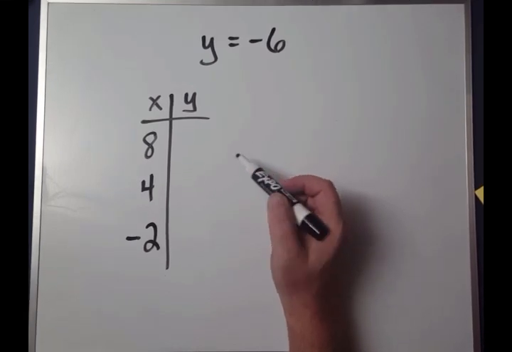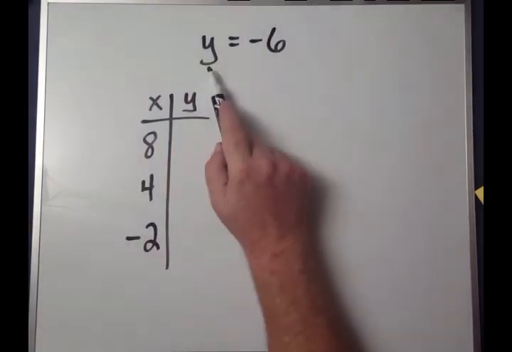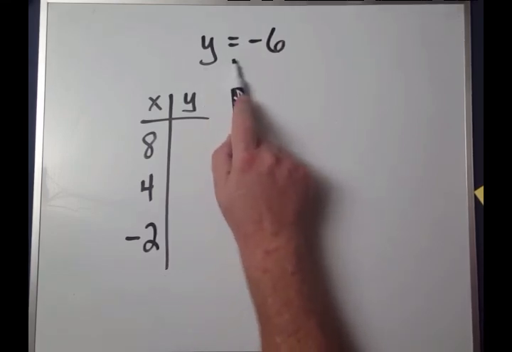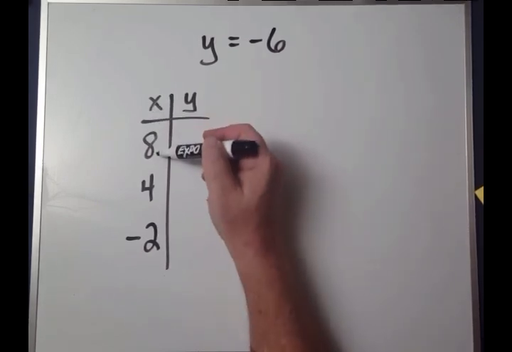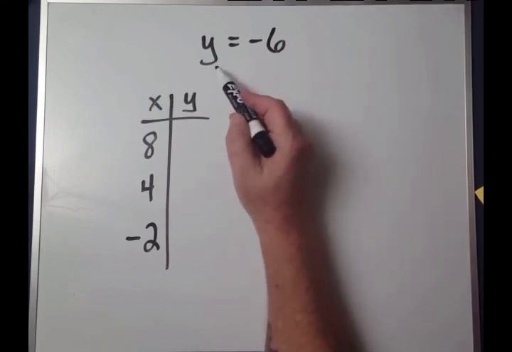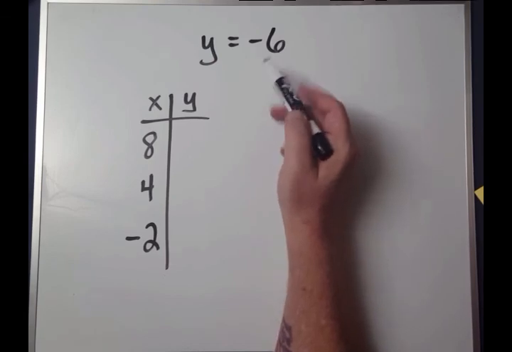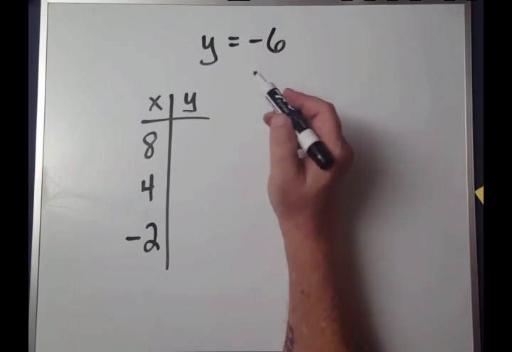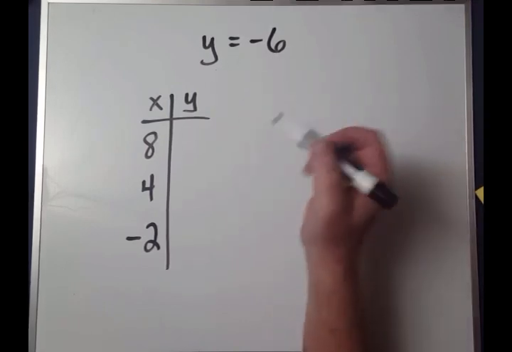Alright guys, when x is 8, what's y? The algebra speaks if you'll listen to it. What does this equation say? y is negative 6. And then you say, well, what about when x is 8? And the equation says, I already told you, y is negative 6. Okay, well what about when x is 4? And the equation gets a little perturbed. He said, you're not paying attention. I have already told you. y is negative 6, and that's the end of it.